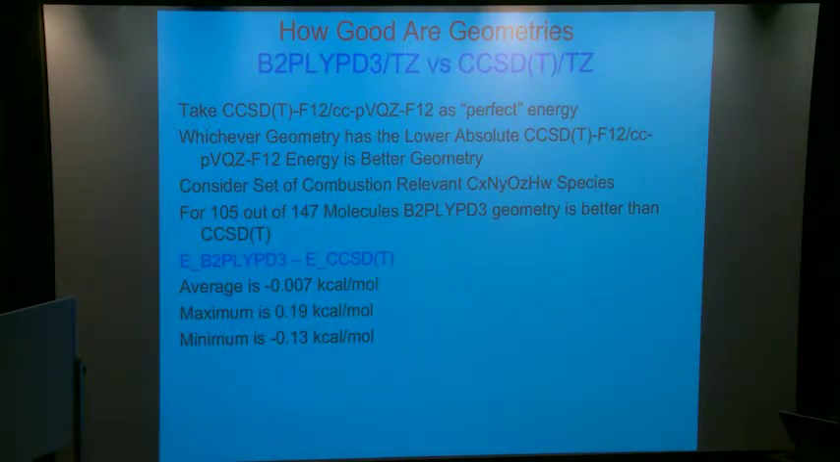All right, so now how good are these geometries? I decided to test it by comparing B2PLYP-D3 triple zeta with coupled cluster triple zeta. Coupled cluster triple zeta, I said, is a gold standard. It's actually not completely converged with respect to basis set size. It would have been better to do this test with maybe a quadruple zeta F12, but I can't afford that. I could have maybe afforded a TZ F12, but I had a database of these geometries sitting around, and so I could easily compare them.